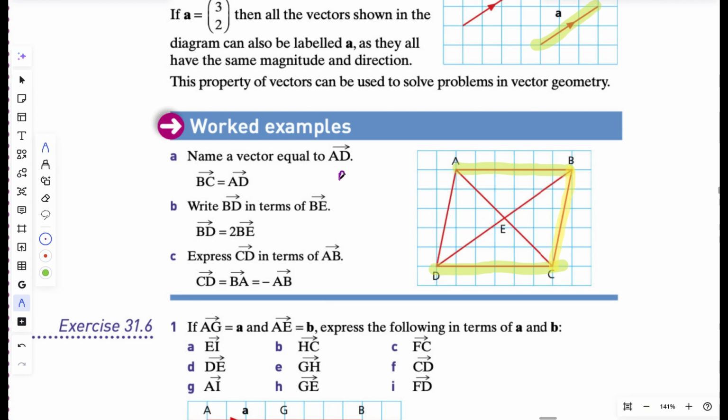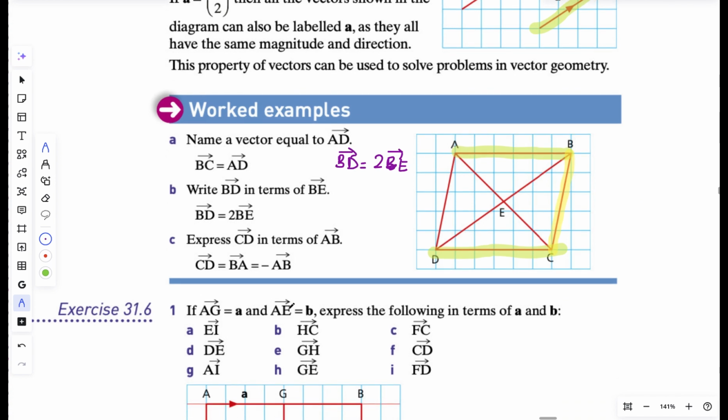BD, the whole of this one, is twice here to here. It's double of BE. So we say BD is equal to 2 BE. That's it. And remember to always put an arrow on top of a vector, especially if you're using capital letters like this. Okay? So that's that.